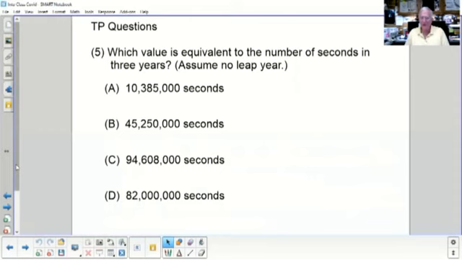we're going to take a look at our first math problem. Which value here is equivalent to the number of seconds in 3 years? Assume there is no leap year. So in other words, all our years are 365 days. We're going to scratch the 366 days in leap year. We're going to pretend all years always in this class are 365 days long.